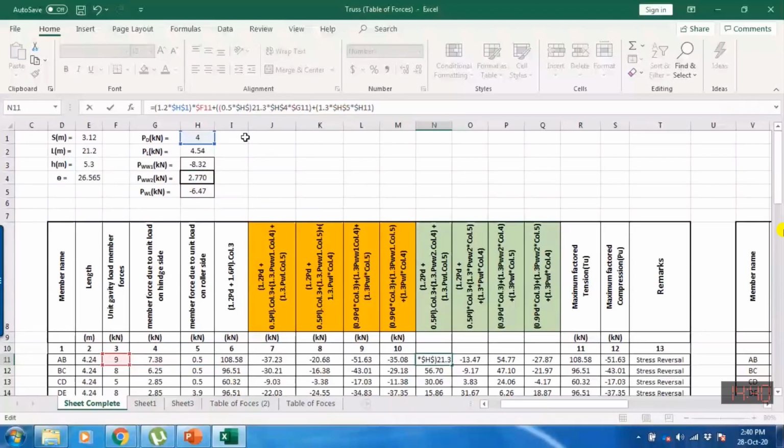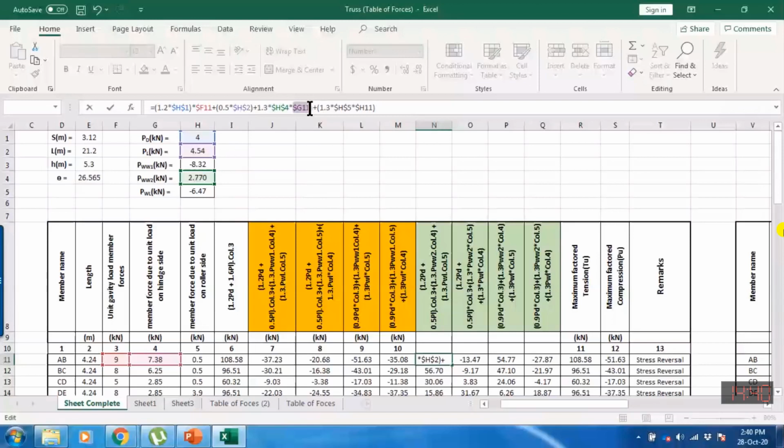Okay, he is asking to use one bracket. This is supposed to be H2. What mistake? G11. Anyhow, you can do it.